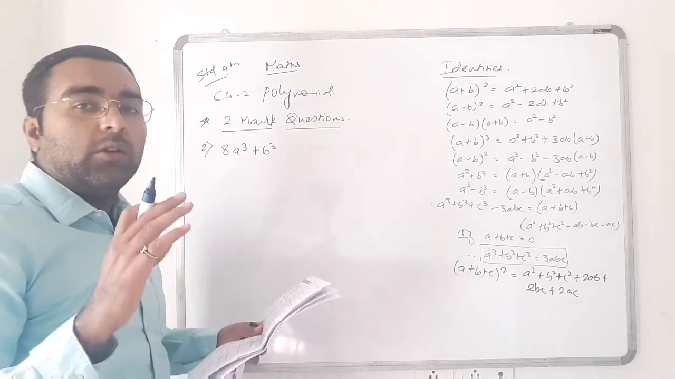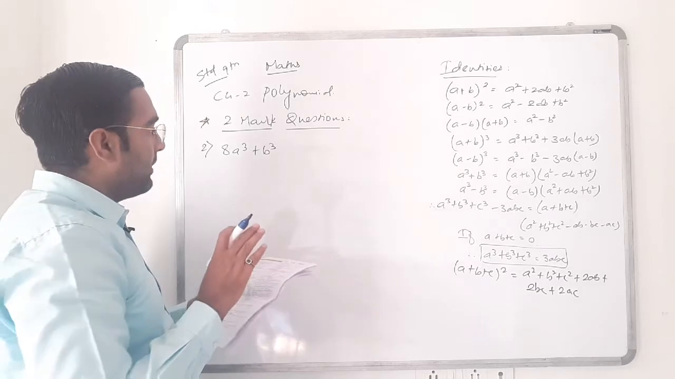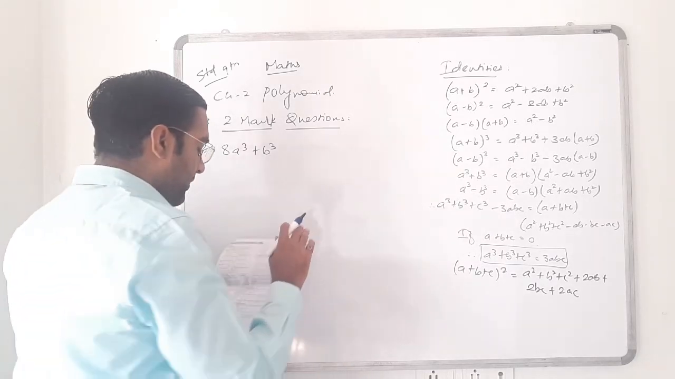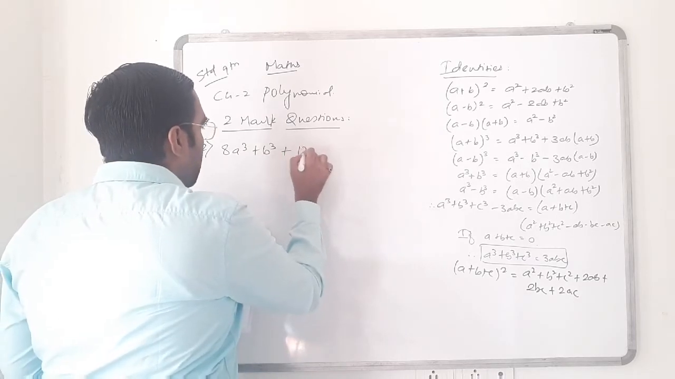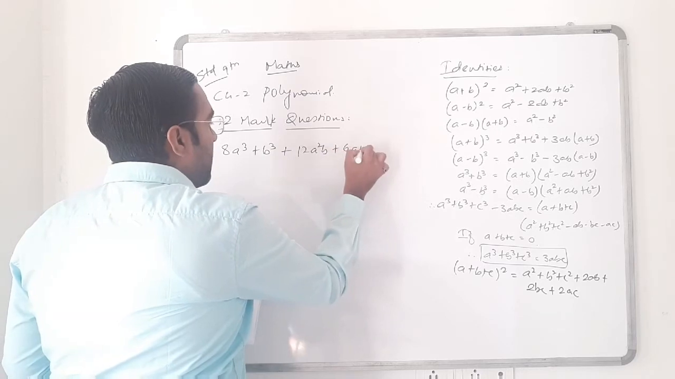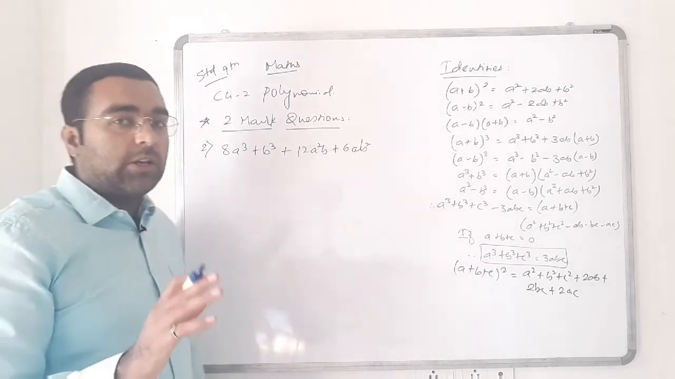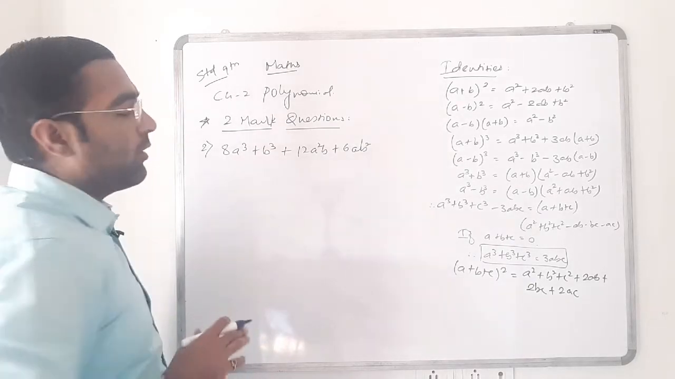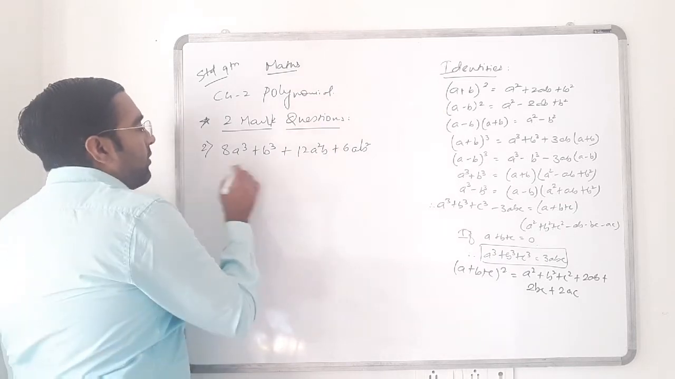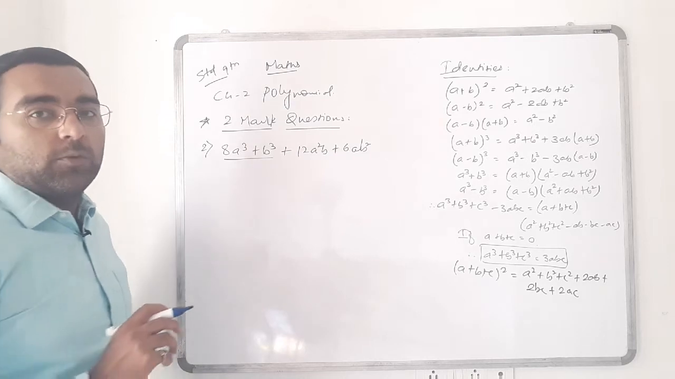and there is no sign given between the b cube and 12a square b. So you should also place the sign plus 12a square b plus 6ab square. There is a printing mistake, so you should change that to plus 12a square b. So now as per the question, we are finding a cube plus b cube.